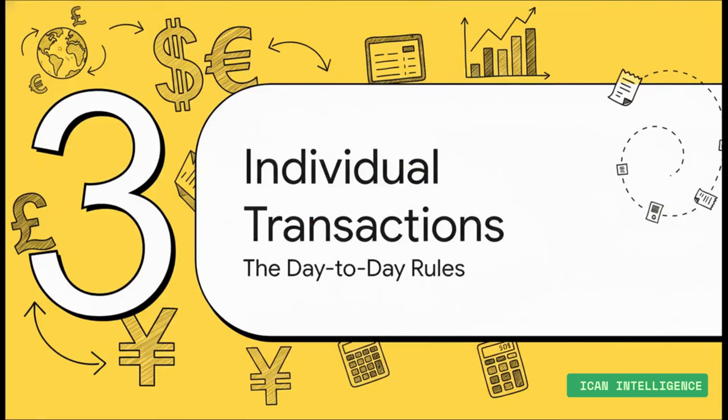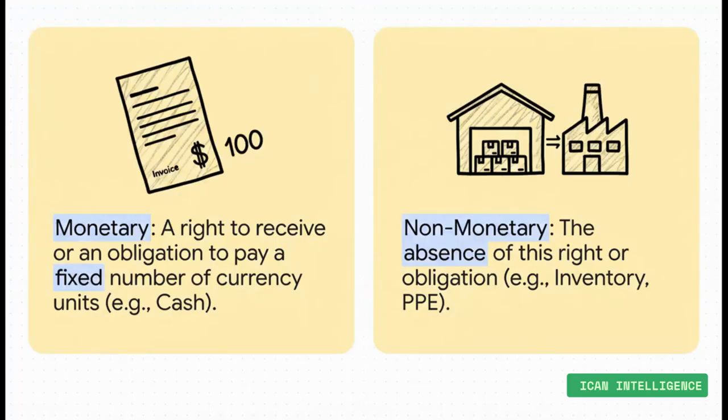Okay, so now that we've figured out our functional currency, let's see how this all builds. How do we actually handle individual day-to-day transactions that happen in a foreign currency? This distinction is the single most important rule in this section. Your accounting treatment is going to be completely different depending on whether an item is monetary or non-monetary. You have to get this right.